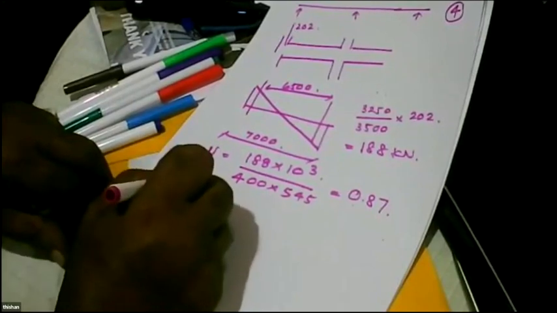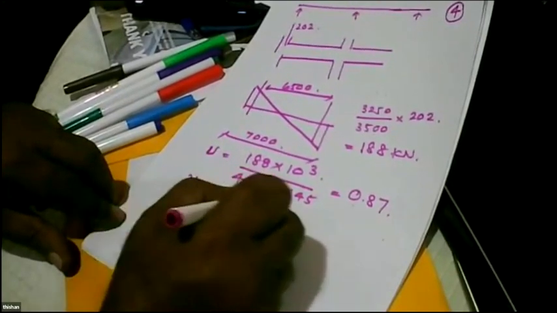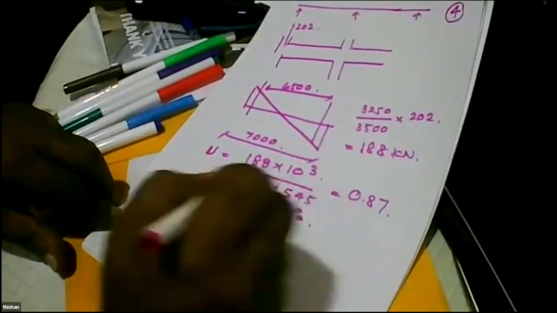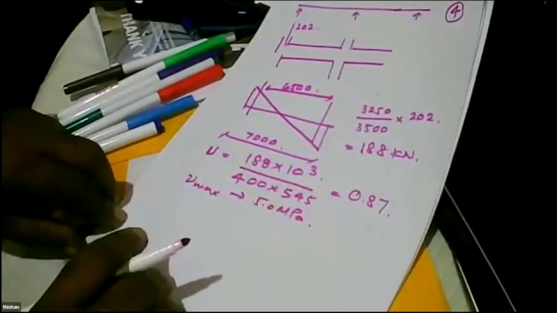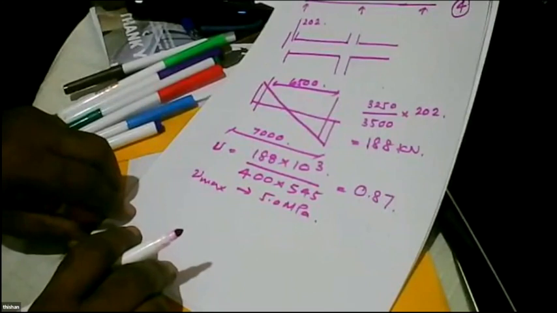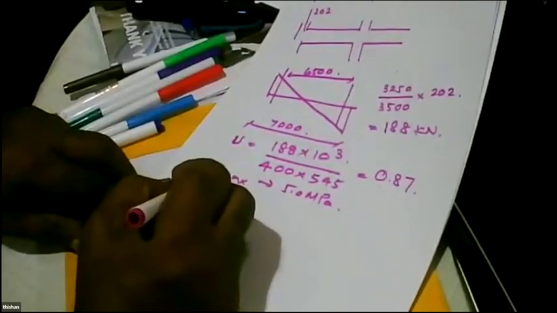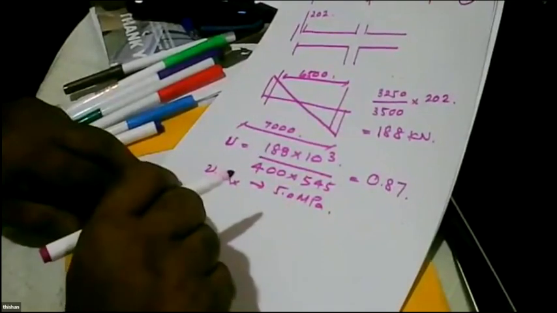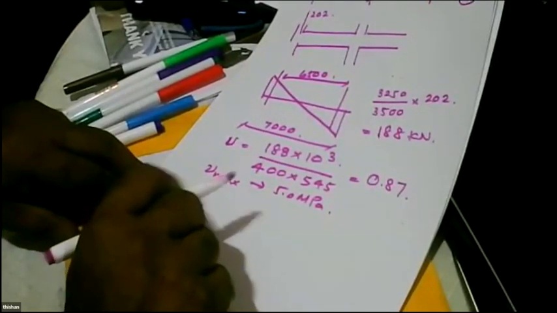What is the maximum? Close to 5. Minimum is about 0.4. This is 0.87. How to provide links? Links are not provided here. We are going to check whether it can fail in crushing of concrete.